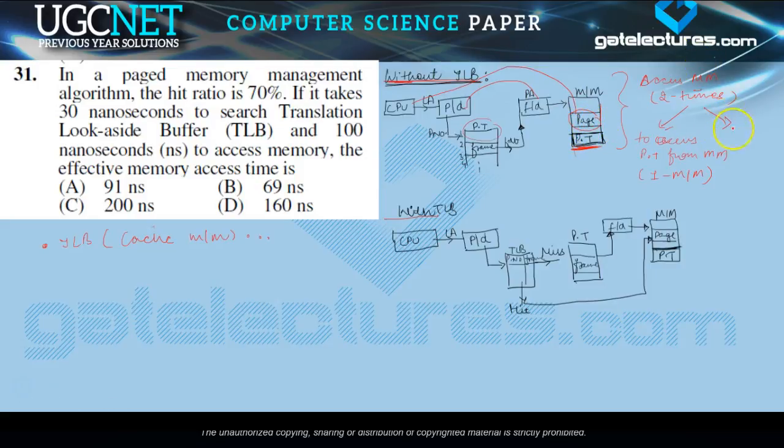So the second time we access the page, which is available in memory, that is the second memory access. So in total, two memory accesses are there in this process. Okay, so what about the TLB?